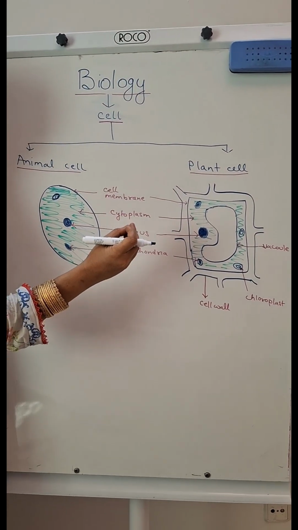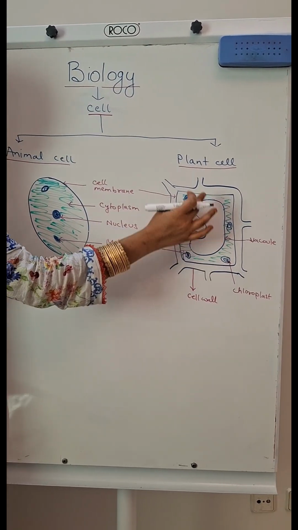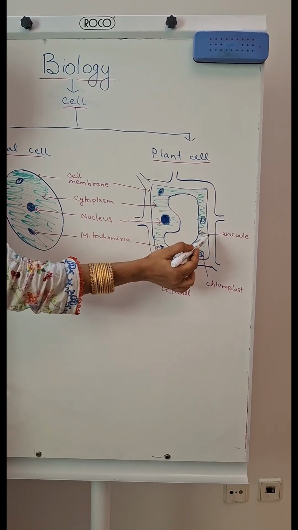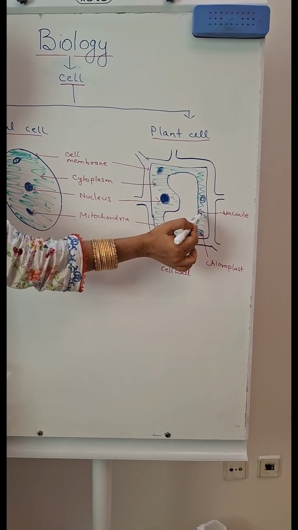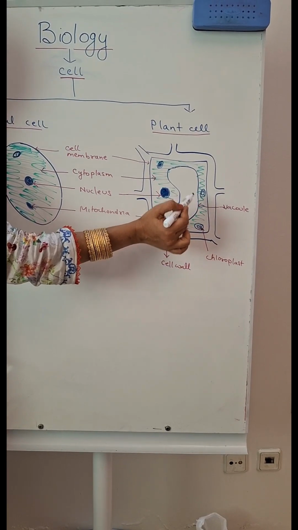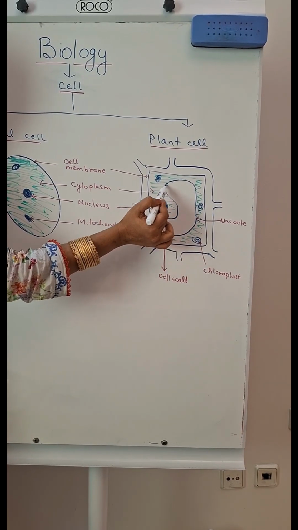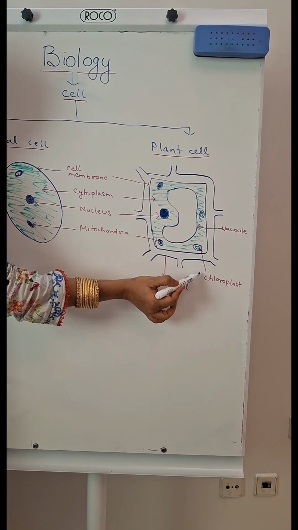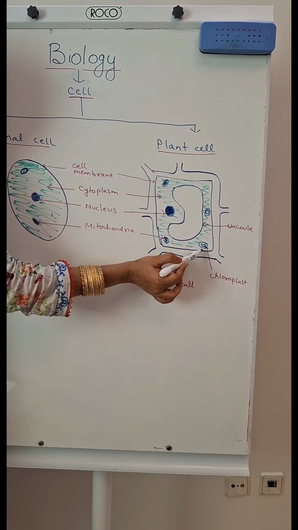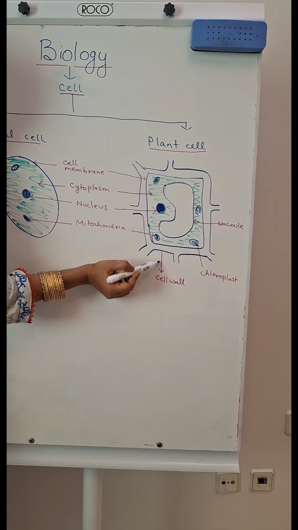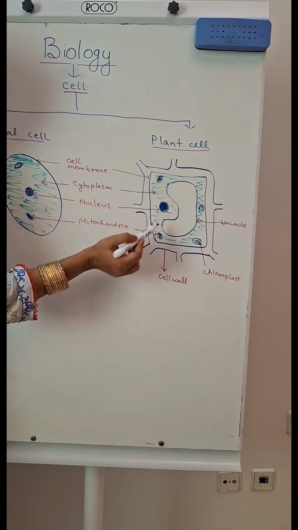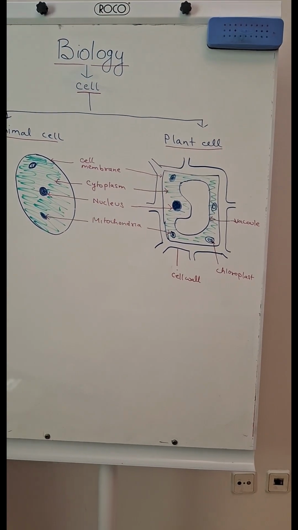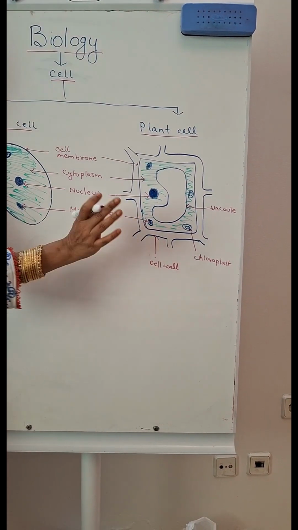Now we will discuss some of the cell structures which are present only in plant cells. So what are they? This is called the vacuole, which is present only in plant cells. Then this is the chloroplast, which is also present only in plant cells. And this is the cell wall, which is also present only in plant cells. So these are the three structures present only in plant cells.